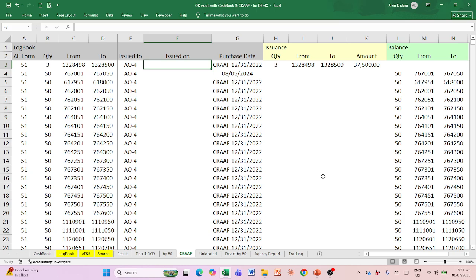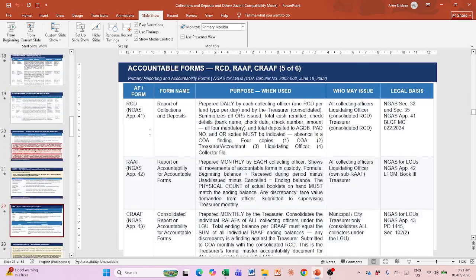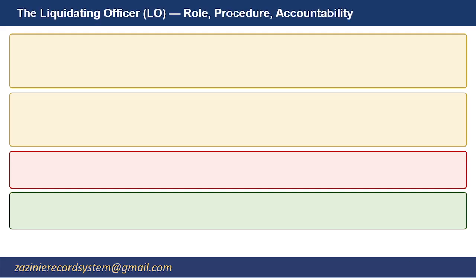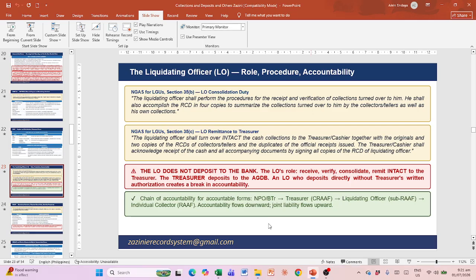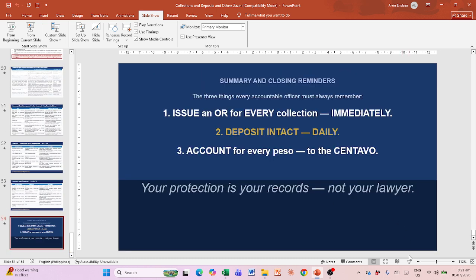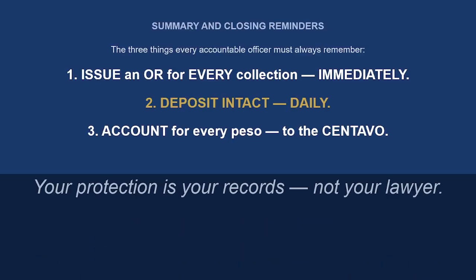Three things to always remember. 1. Issue an official receipt for every collection, immediately. 2. Deposit collections intact and daily. 3. Account for every single peso, to the centavo. Your protection is your records, not a lawyer. And for the audit workbook, every control cell must read 0 before you trust the result. This concludes the guide.